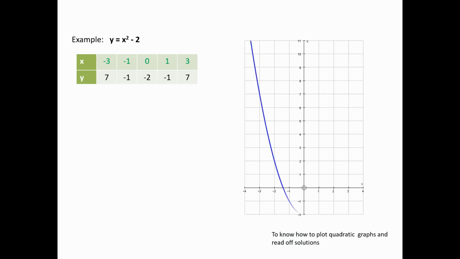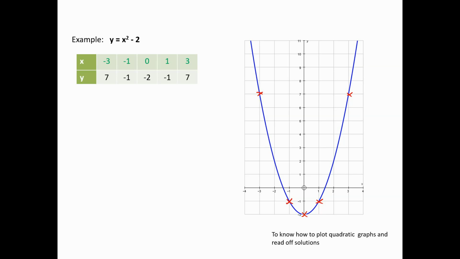And then when we plot, we would plot our points minus 3, 7, which is here. We'd plot our points minus 1, which is there, 0, minus 2, 1, minus 1, and 3, 7. So we can see that my points are all on the graph, and what we've done there is we've just drawn a nice curved line through it.